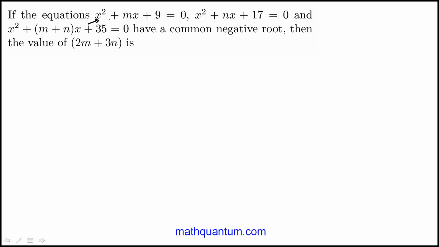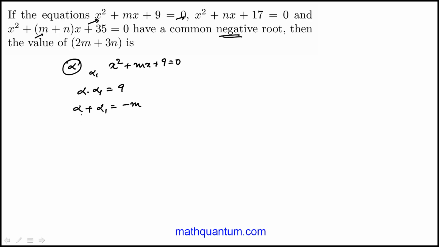So here we're told that these three quadratic equations have a common negative root, and I'm going to call that alpha. And so if I start with the first quadratic equation, let's say the other root is alpha 1. Then I know that the product of these two roots is equal to c over a, which in this case would be 9. And then the sum of those two roots would be equal to minus b over a, or minus m. I'm going to do the same thing for the remaining two quadratics.